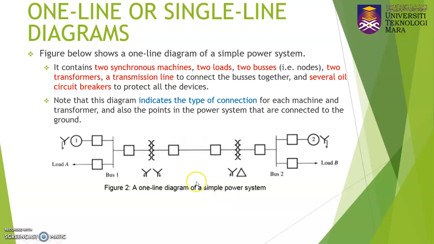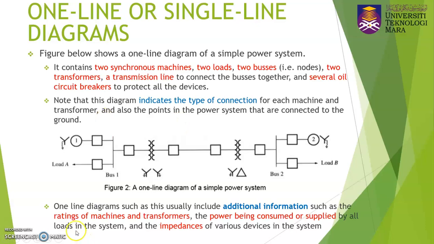Note that this diagram also indicates the type of connection for each of the machines and transformers. Here it indicates the type of connection of the transformer. You have star-star. Here you also have a star connection, and this machine also has a star connection.